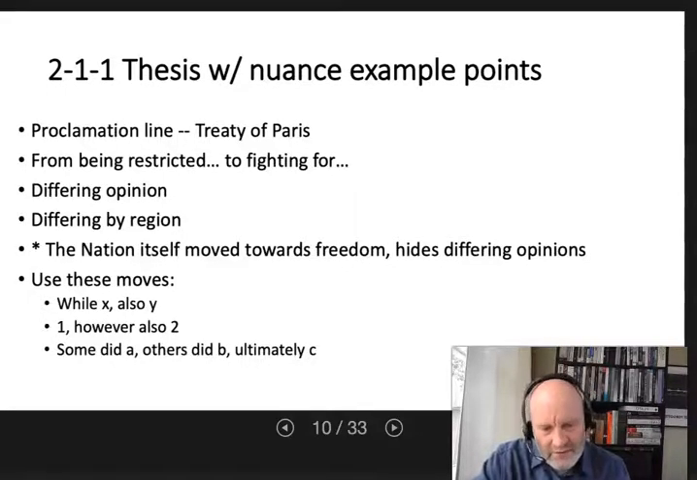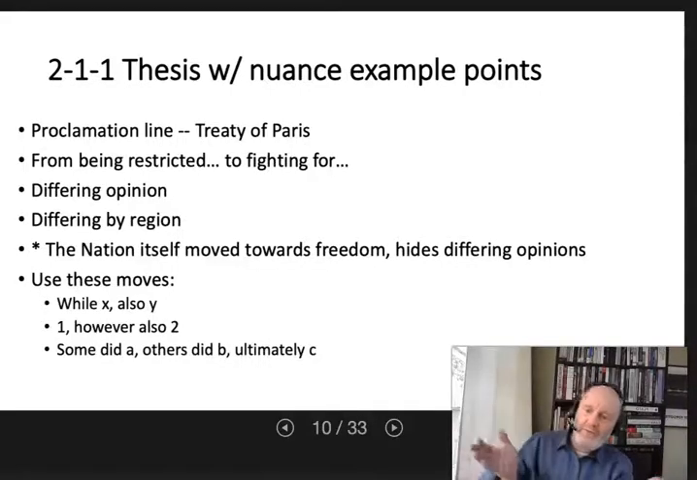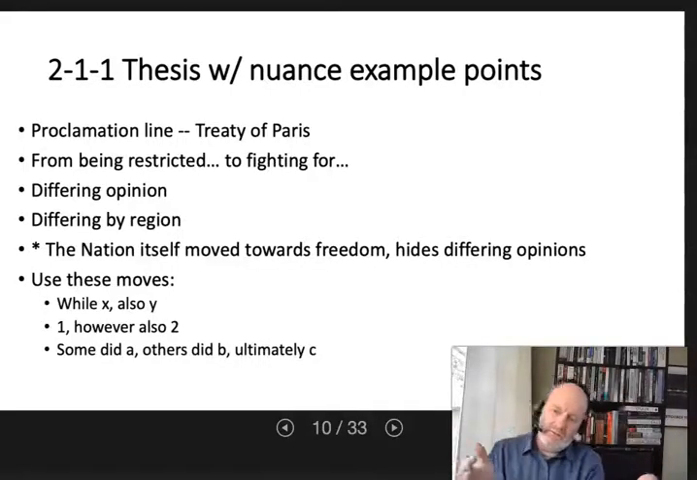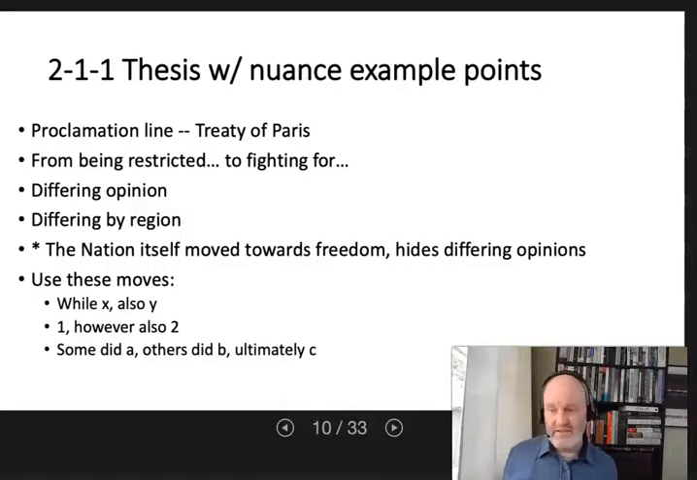Again, while X, also Y, this, however, that, some did, others didn't. Remember, do your dance. Do your dance. That's the nuance point. That's the complexity point. There's no thing where the last paragraph is complexity.